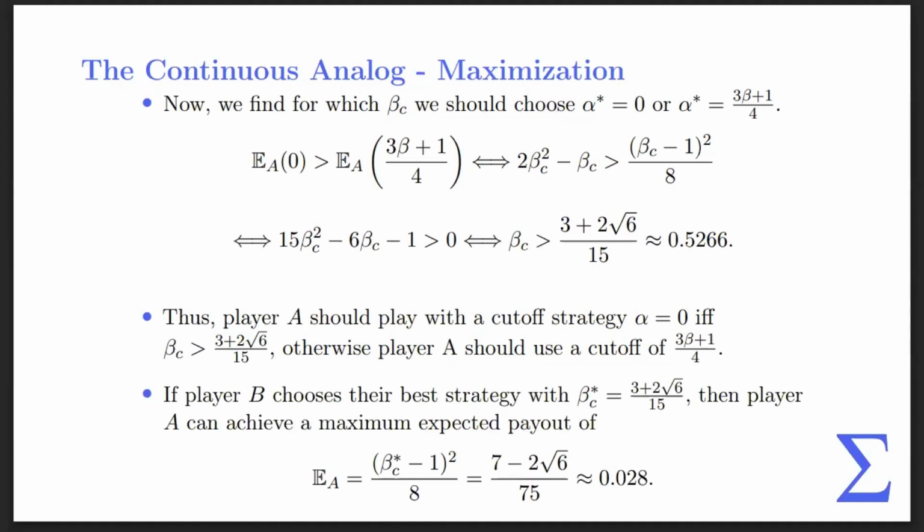And what we'll find is that player B's best strategy is essentially to minimize the maximum between these two strategies. So if player B does that, they will achieve their best result by choosing this optimal value here, which I call beta star c, which is just (3 + 2√6)/15. But since player A essentially can play to player B's strategy, player A gets a positive expected profit of about 0.028. So yeah, player A does come out on top if they can choose their best response to player B's strategy, which is what we predict.